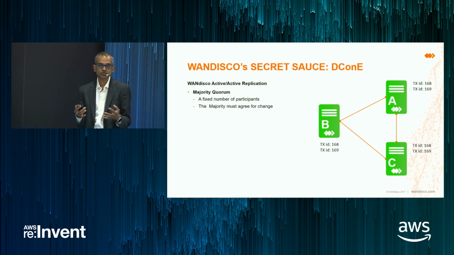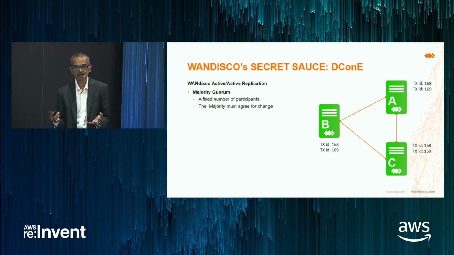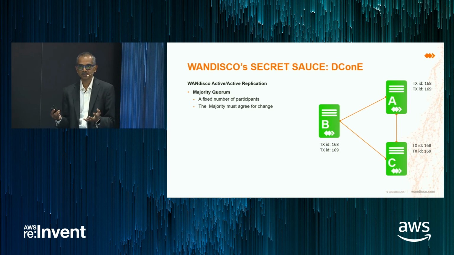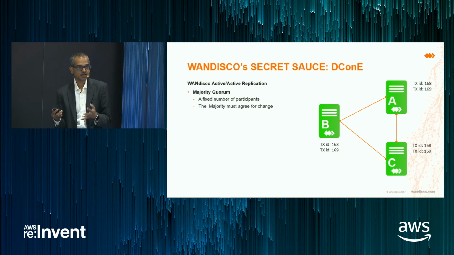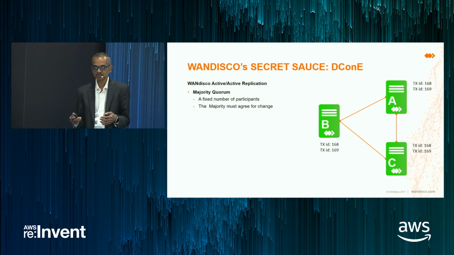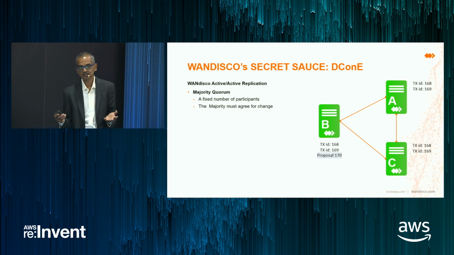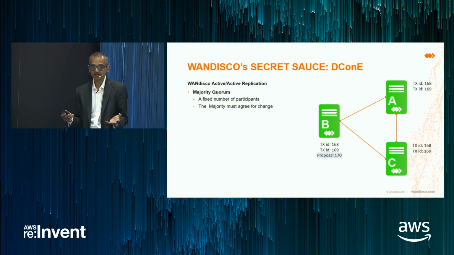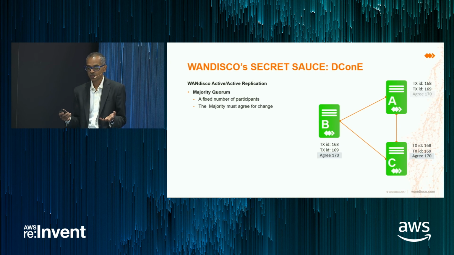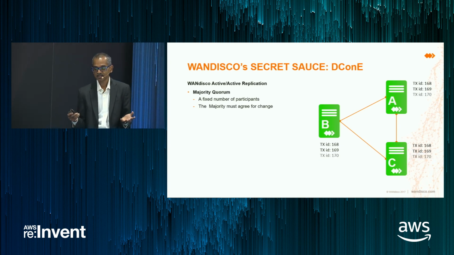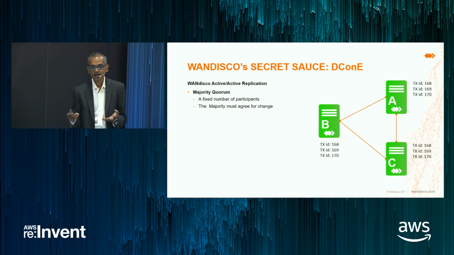In order for you to create a consistent replica, you need to be able to make sure all of these servers make the same changes in the same sequence. These changes are marked by transaction IDs here. In the first example, let's say server B or data center B makes a proposal. You have a majority quorum that needs to accept the change. Once the majority of them agree, it's applied as transaction 170.